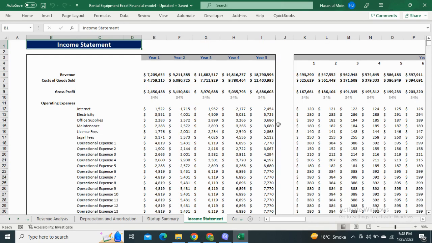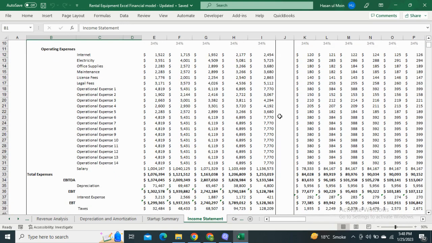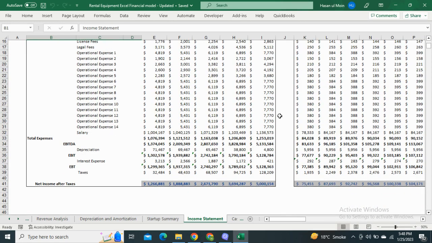Moving on to the income statement, we have the monthly as well as the yearly income statement. It shows the operating expenses, EBITDA, and the net income before and after taxes.